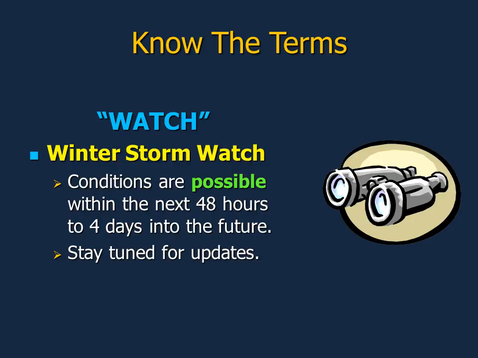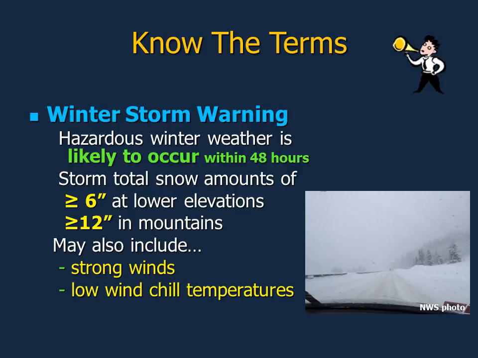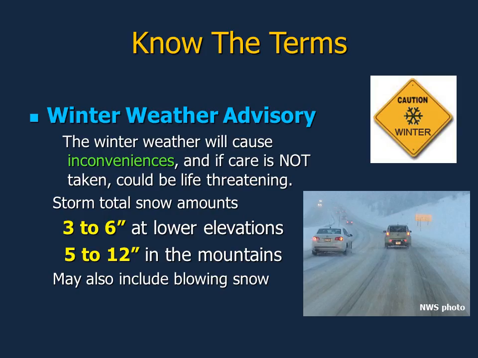What is winter storm criteria? A winter storm warning means that hazardous winter weather is likely to occur within 48 hours and is expected to highly impact travel. Regular season criteria in eastern Utah and western Colorado for a winter storm warning is 12 inches or more in the mountain areas or 6 inches or more in the valley areas.